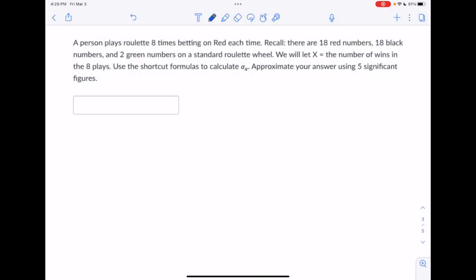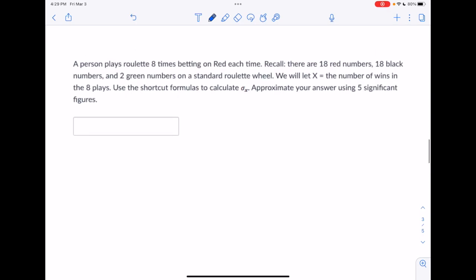This one is from section 5.5. A person plays roulette 8 times, betting on red each time. Recall there are 18 numbers that are red, 18 black numbers, and 2 green numbers on a standard roulette wheel. We will let x equal the number of wins in the 8 plays, and we're going to use the shortcut formula to calculate sigma of x, and we're going to approximate our answer using 5 significant figures.